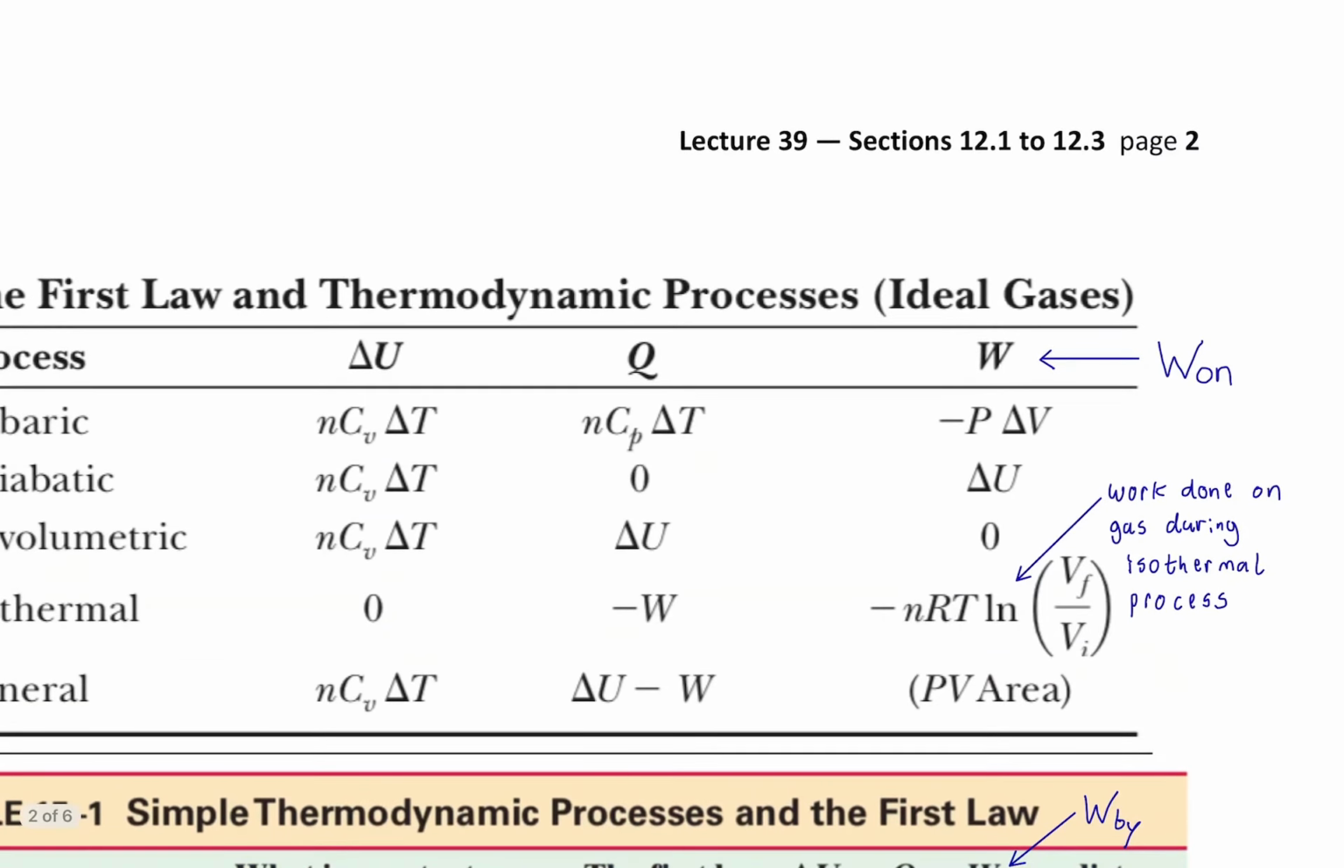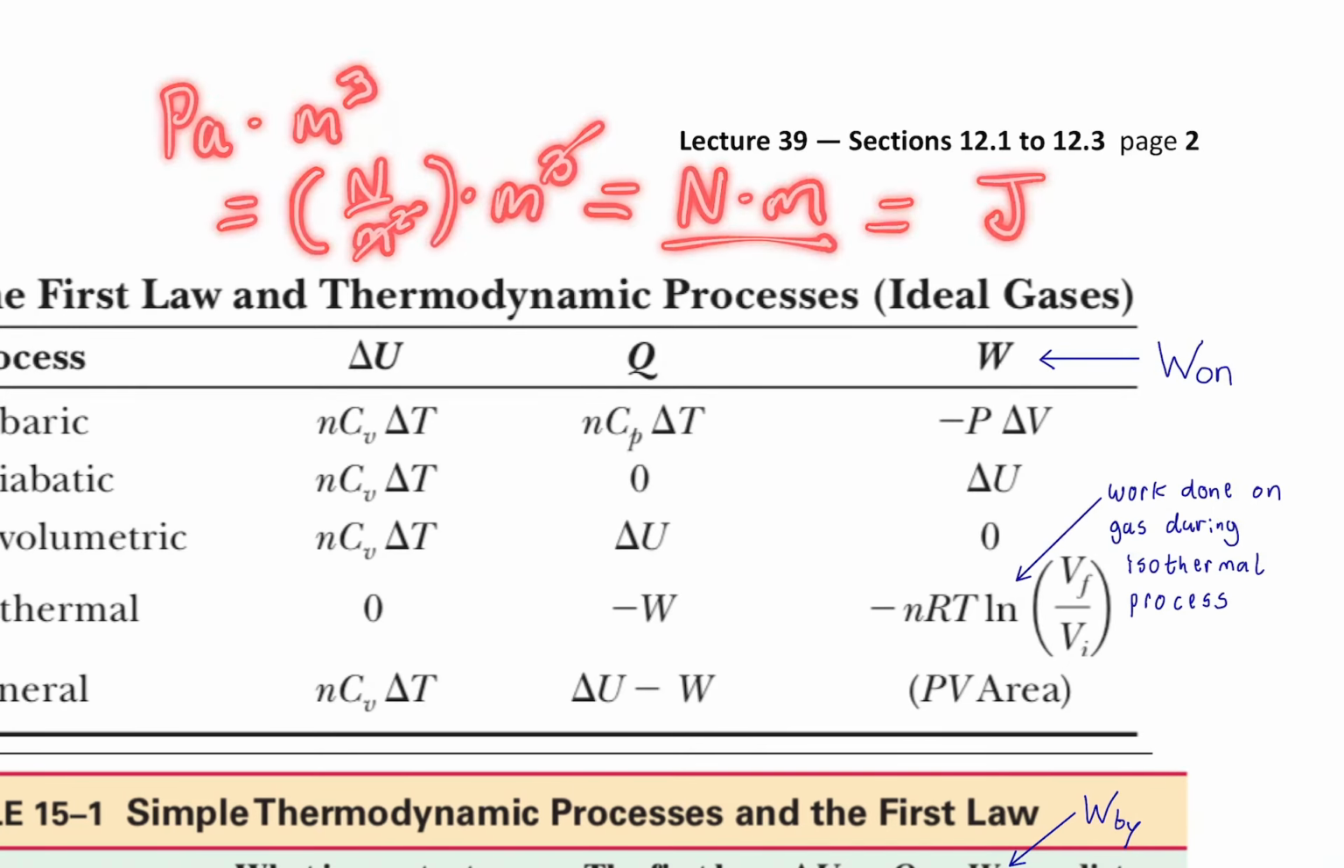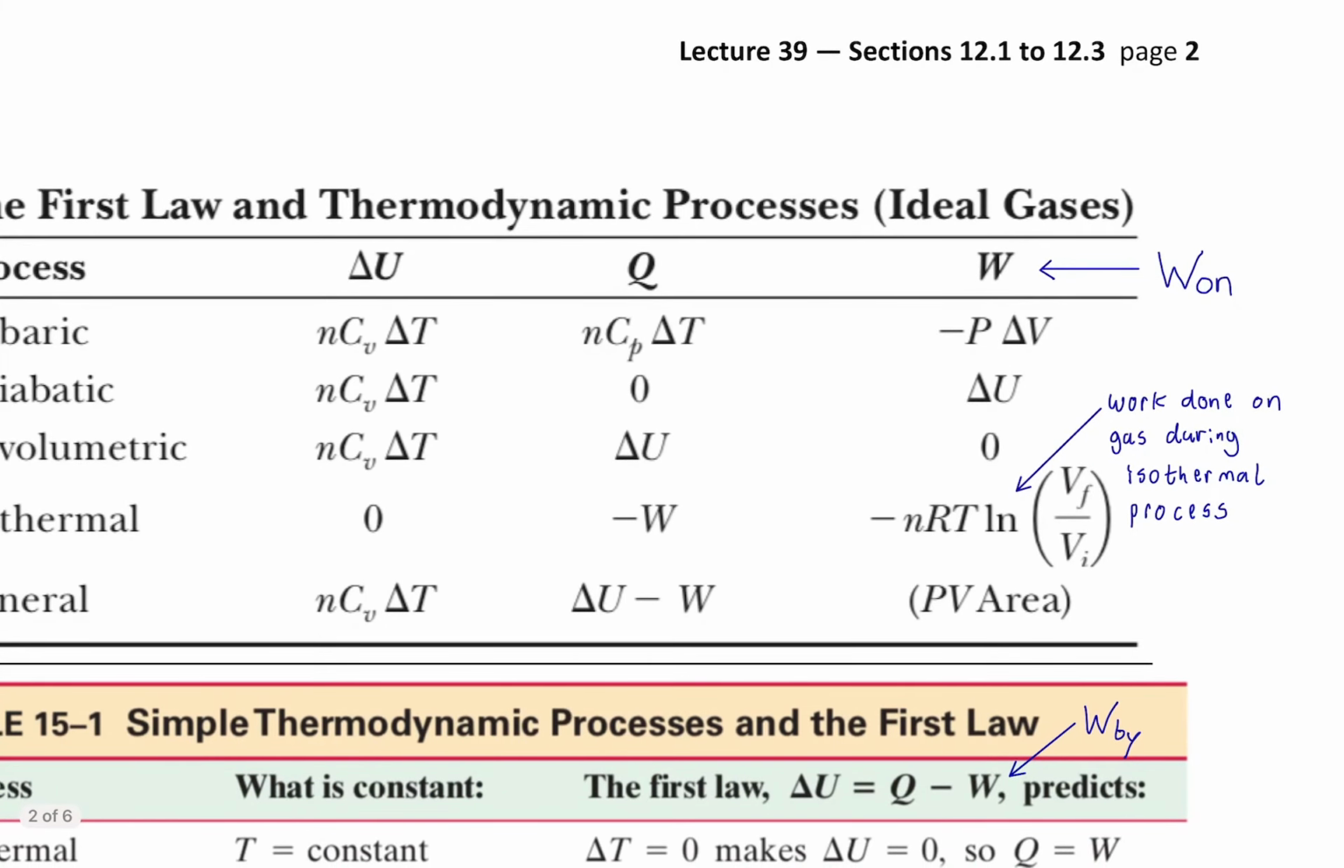I'll write it down, all right? So the idea, right, because a pascal is pressure times cubic meters, okay? Pascals are newtons per square meter because it's force per area times cubic meters, okay? So then you cancel out most of the meters and you're just left with Newton meters. Newton meters are work, right? Newton meters are joules, okay? That's why we can be so sure that the area under the curve of any curve on a PV diagram is work, all right?